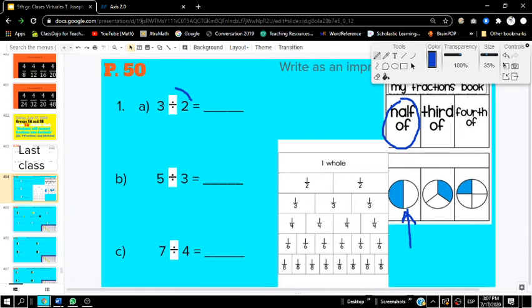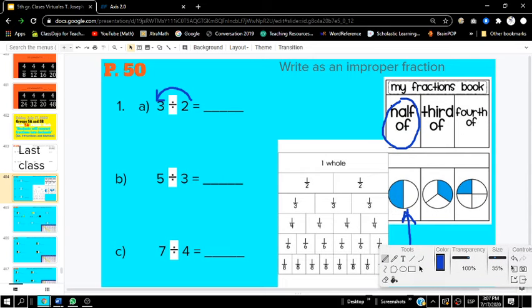So I know that 2 can enter 3 at least one time, but what we're going to do is change this to an improper fraction, okay? That's what the directions say. So 3 divided by 2 is the same thing as 3 over 2. Let's go to the next problem. 5 divided by 3 is the exact same thing as 5 over 3. In other words, 5/3. Okay, so the first one we have 3 halves. It's just 3 divided by 2. And the second problem we have 5/3. It's just 5 divided by 3.